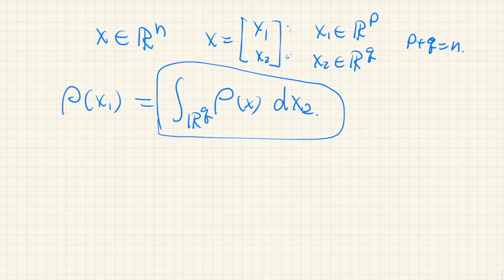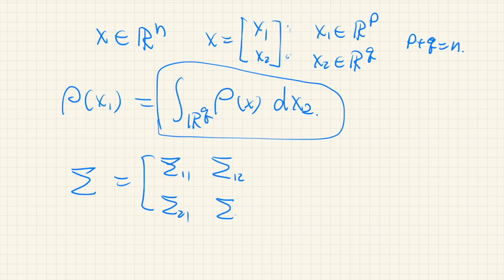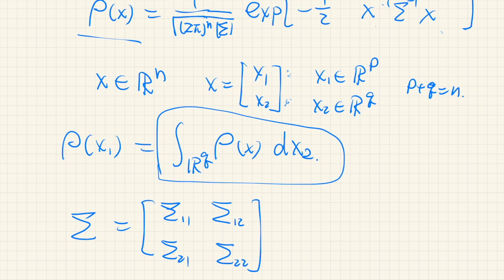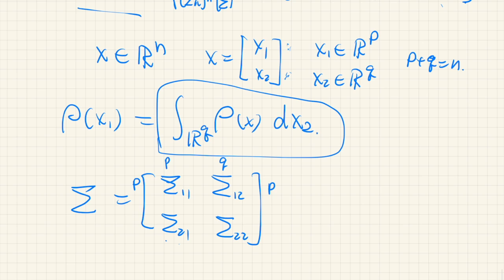And for that, we also split the covariance matrix into blocks: sigma 1,1, sigma 1,2, sigma 2,1, sigma 2,2, corresponding to x1 and x2. So sigma 1,1 is a p by p matrix. Sigma 1,2 is a p by q matrix. Sigma 2,1 is a q by p matrix. And sigma 2,2 is a q by q matrix.